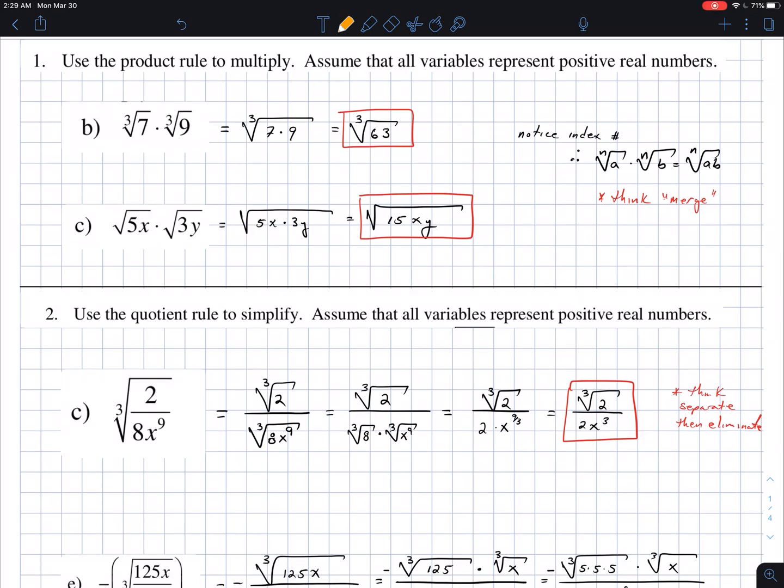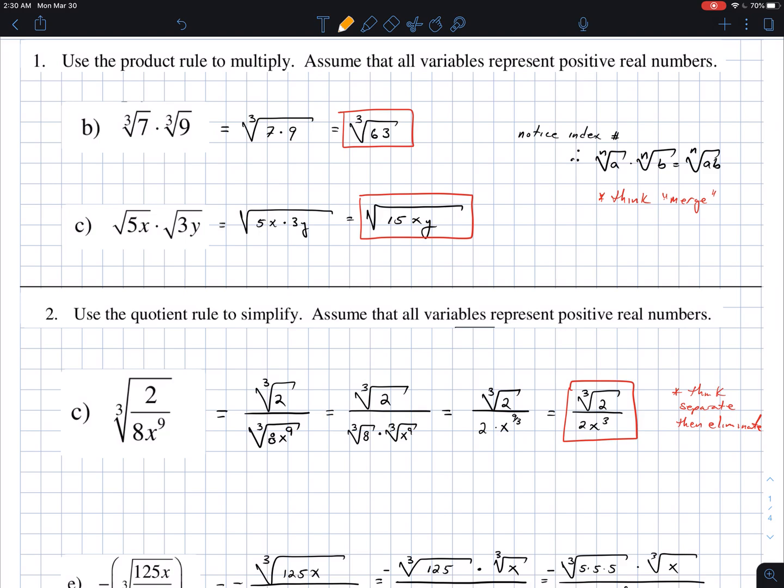Number one, use the product rule to multiply. Assume that all variables represent positive real numbers. So we really don't have to worry about absolute values or anything like that. We're just worrying about positives here. So you can see in 1b, I took the cubed root of 7 times the cubed root of 9.